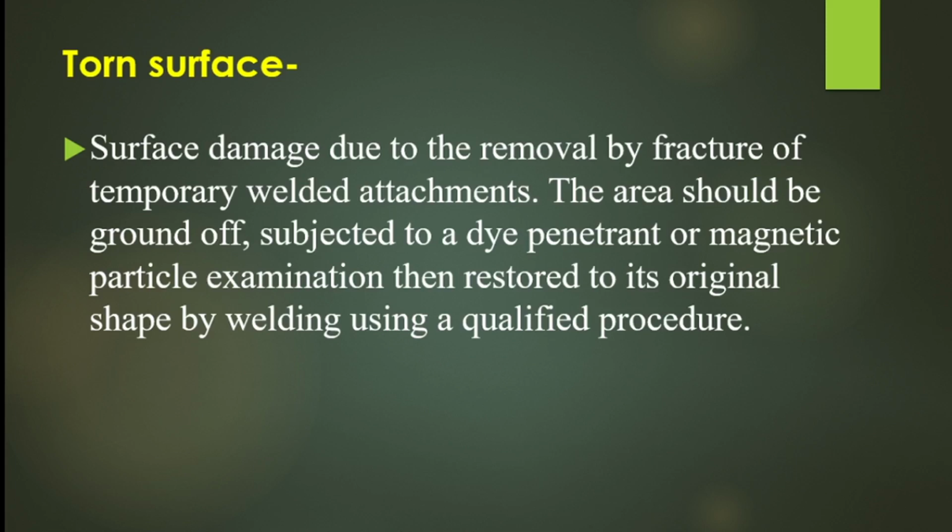After use, if not required, we remove this type of welded attachment, normally by cutting or gouging or fracturing. If we remove the attachment by fracturing, the surface becomes damaged. That damaged part is called the torn surface. The area should be ground off, subject to dye penetrant or magnetic particle examination, then restored to its original shape.